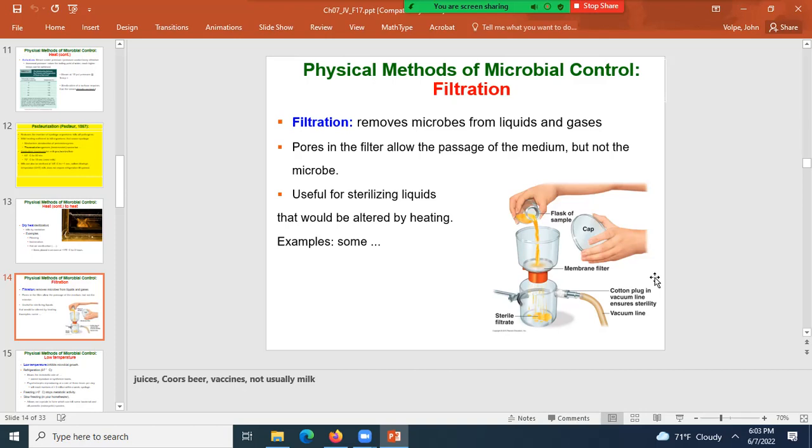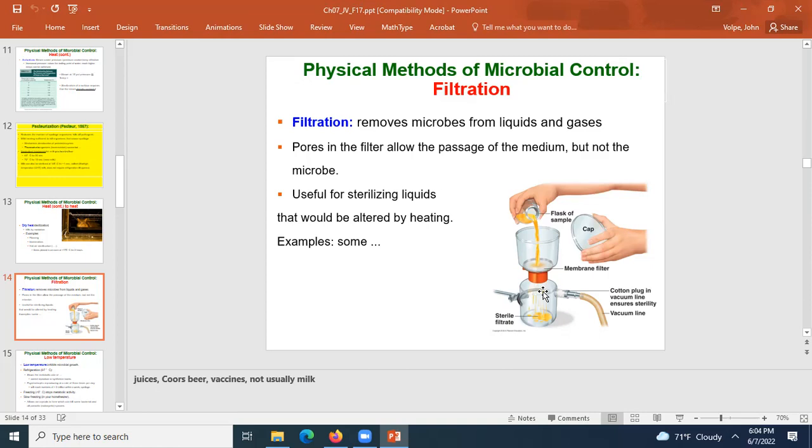Filtration removes microbes from liquids and gases. You have pores in the filter, and then you pour what you want filtered and send it through the membrane. There's the membrane there. All the microbes will be on this side of the membrane, and then the solution down here will be microbe-free, at least when we're talking about bacteria. You can have filters small enough to remove viruses, but those have very tiny pores.